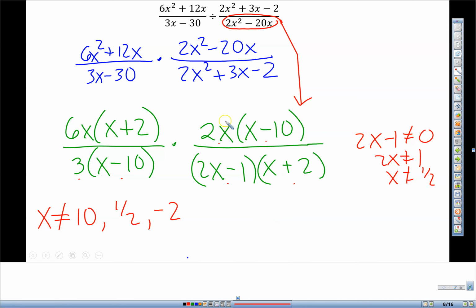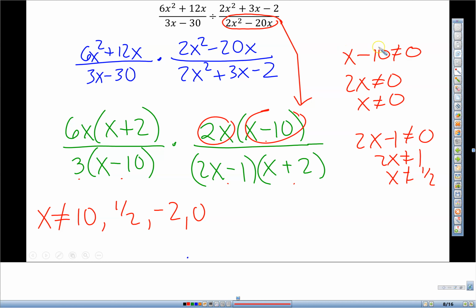And then we have to go here. So 2x can't be 0 either, which means x can't be 0. And then we have another x minus 10. We've technically already done that one. You don't have to write 10 twice. Once is enough. So our excluded values from least to greatest would be -2, 0, 1/2, and 10.